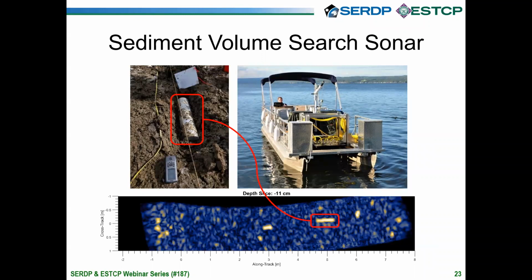The sonar system insonifies downward, so the sonar system is looking straight down into the bottom, and it's insonifying a relatively wide swath.